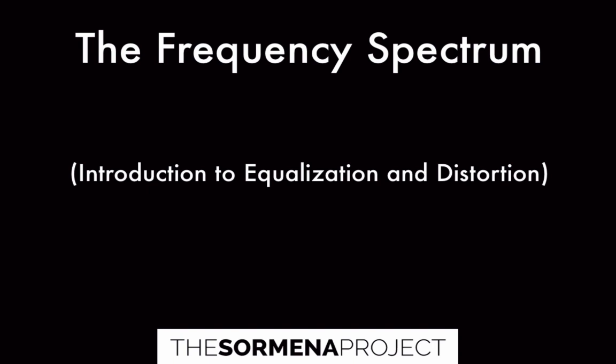And below I've written introduction to equalization and distortion, because these are the two primary effects that people tend to associate with frequency-based effects. So with an EQ, you're either adding or removing frequencies that already exist within a signal. And with distortion, you might be adding in new frequencies, and those may be harmonic or they may not be. And by the end of this section of videos, hopefully you'll understand all of this a lot better.